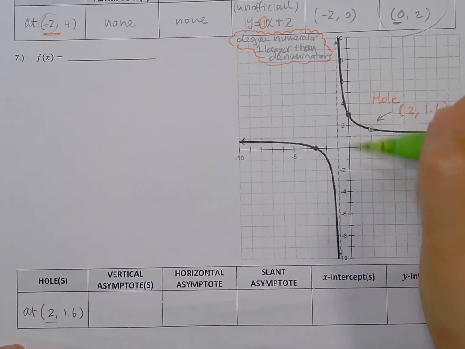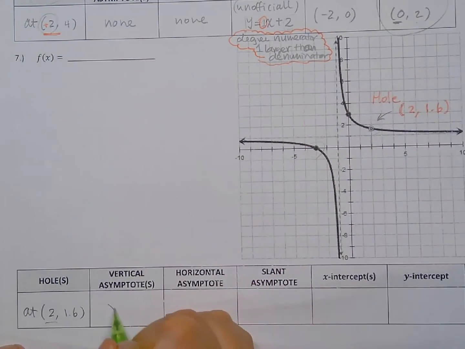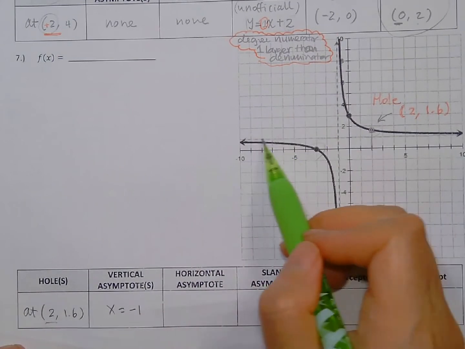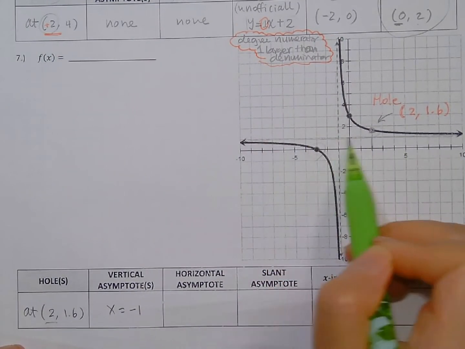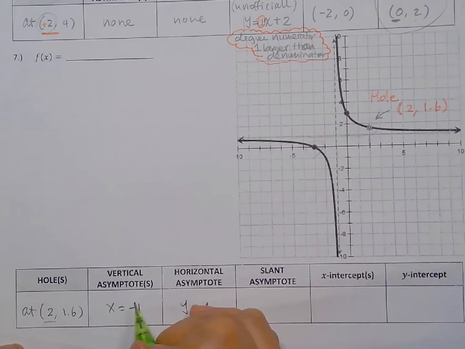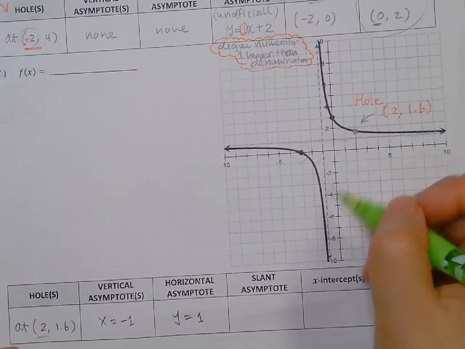Then do I have a vertical asymptote? Yes, right there. It's x equals -1. And I do have a horizontal asymptote at y equals 1. Then do I have a slant asymptote?